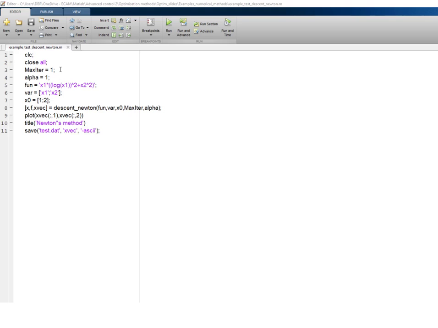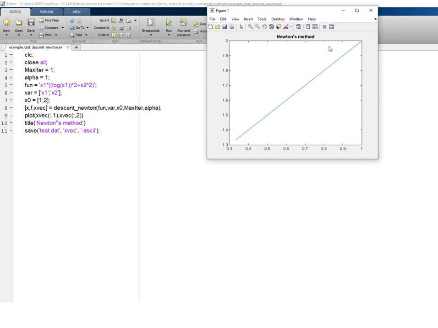We set the number of iterations to 1, the maximum number of iterations, the step size to 1, that's alpha, and we start from the point (1, 2). If we run the code, here we have the initial point we start from, and after one iteration we obtain the first iterate, and this is indeed, well, (1/3, 4/3).